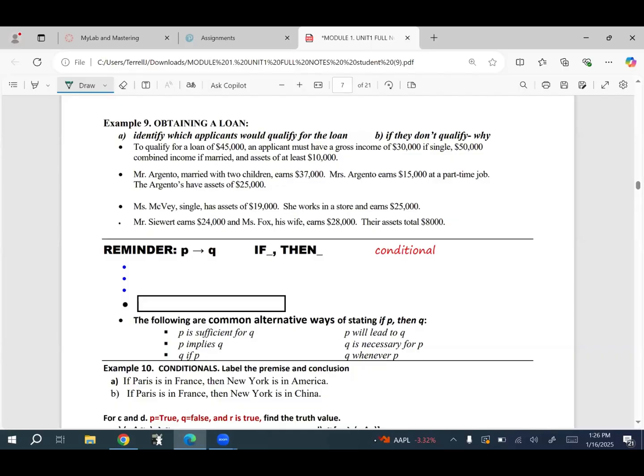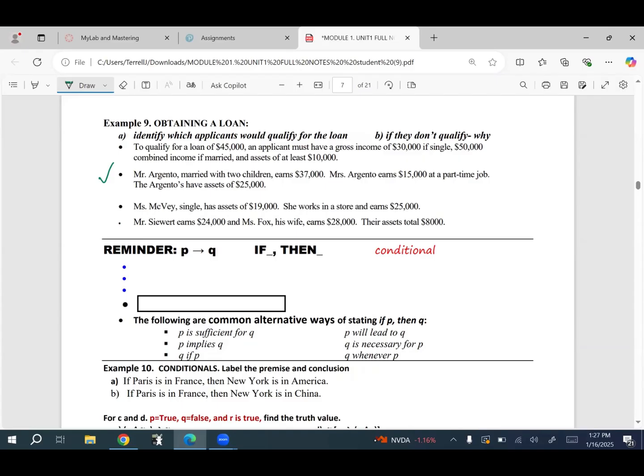So what we want to do now is read these three people's scenarios and see if they qualify for the loan. The first one, Mr. Argento, married with 2 children, earns 37,000, and Mrs. Argento earns 15,000 at a part-time job. The Argentos have assets of 25,000. Would they qualify for the loan? No? Okay. I'm just going to put a check mark. They do qualify for the loan. As a married couple, they make 50,000 at least, and they have over 10,000 in assets.